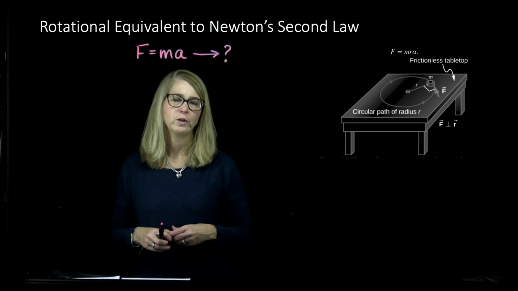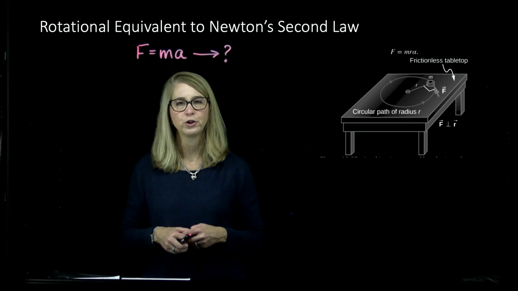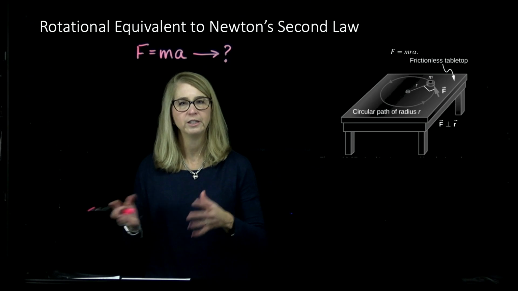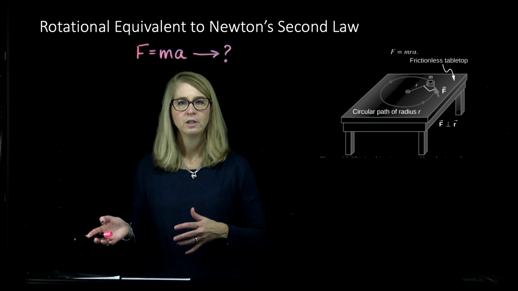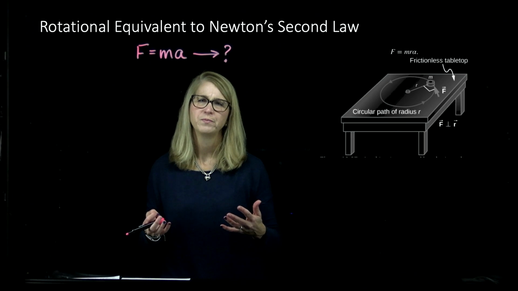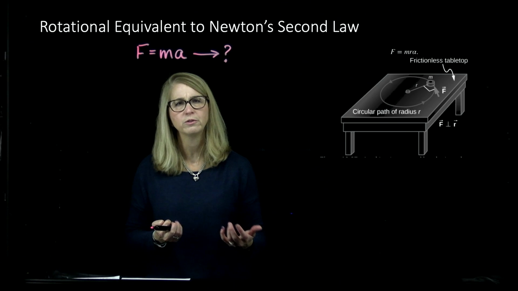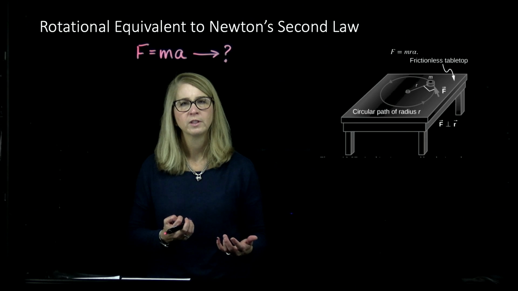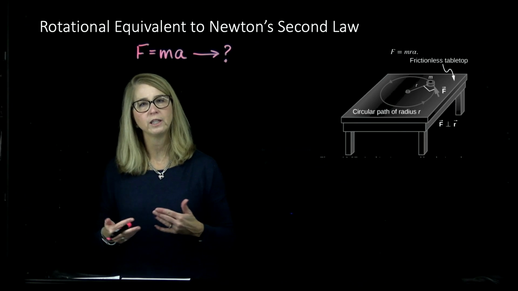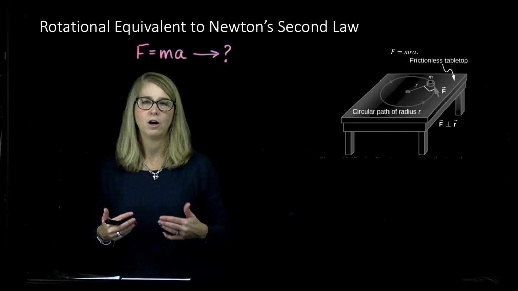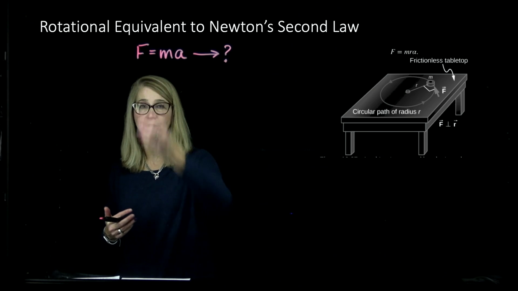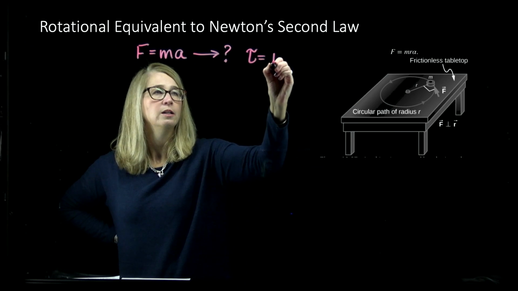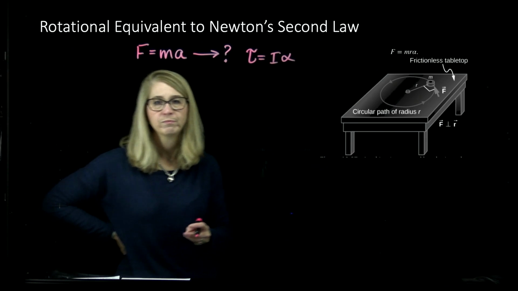So we get to the point where we've defined a lot of rotational terms that seem to have some relationship to linear terms. So we might ask the question, is there a rotational equivalent to Newton's second law? That is, is there a rotational equivalent to F equals ma? And to be honest, at this point, because we've been introduced to basically all the rotational equivalents to these terms, we might hazard a guess and say that torque is equal to I times alpha. Why?